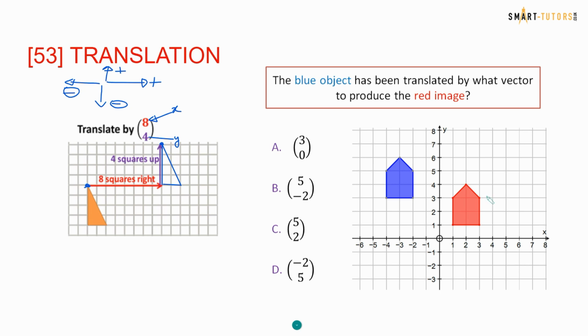Right, the next question. The blue object has been translated by the vector to produce the red image. So this translated to this one. If you take, let's say, the tip of this one, it goes 1, 2, 3, 4, 5. So 5 is the x movement, positive, and the down movement is 2, so negative 2. So the vector is 5, minus 2. The answer is B.